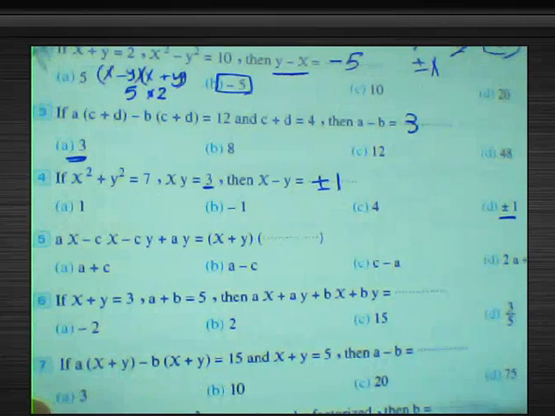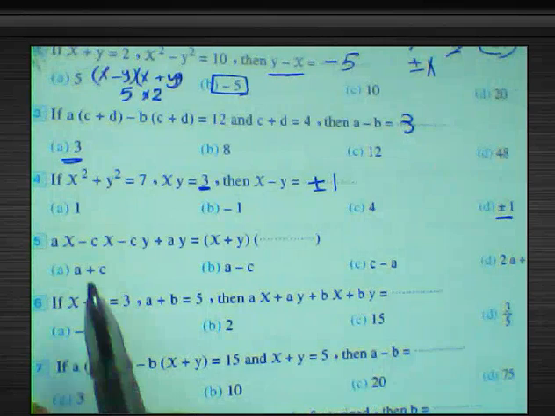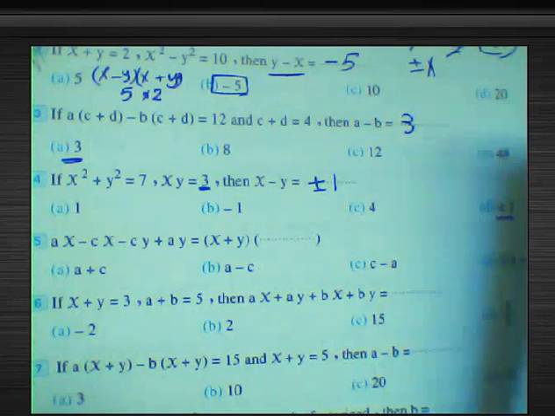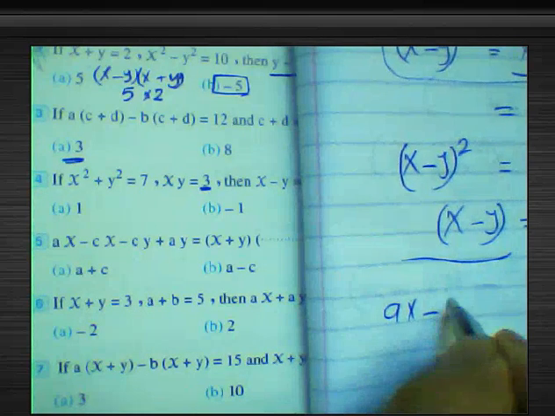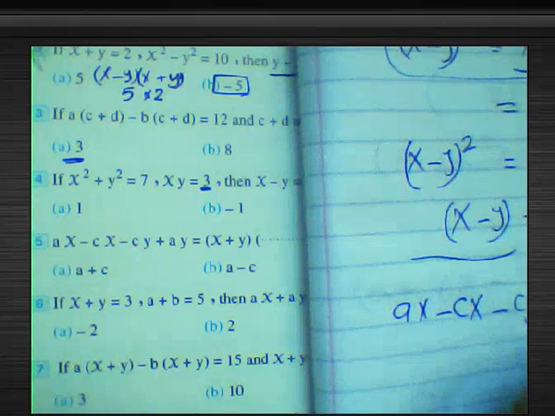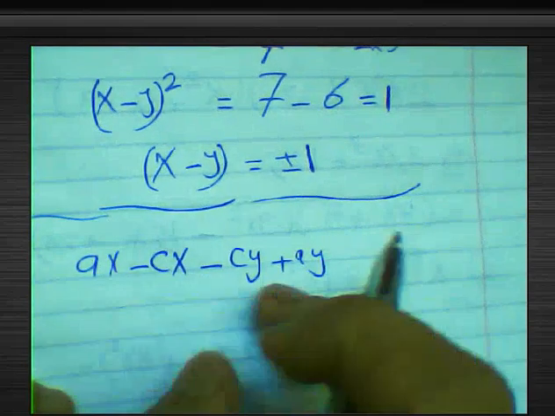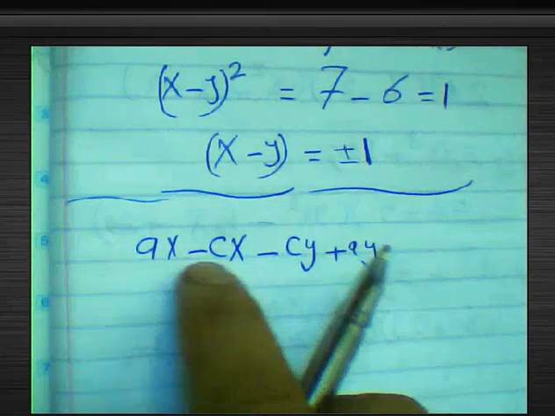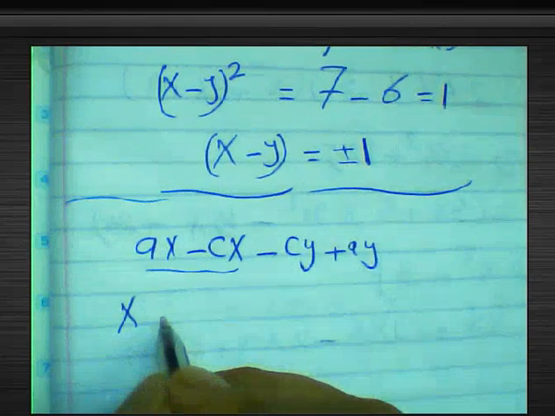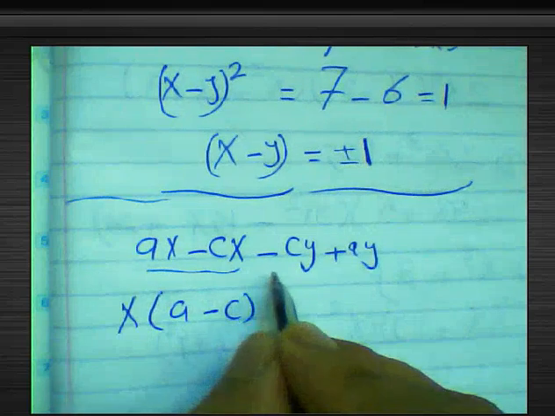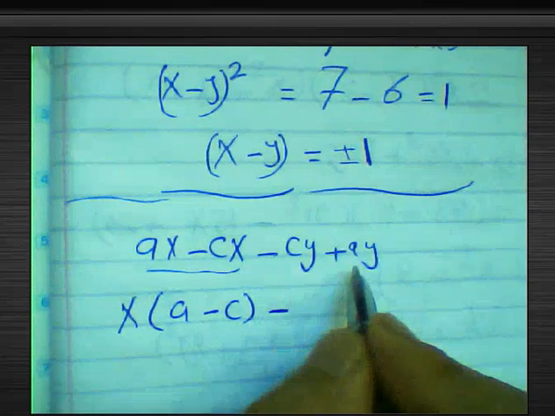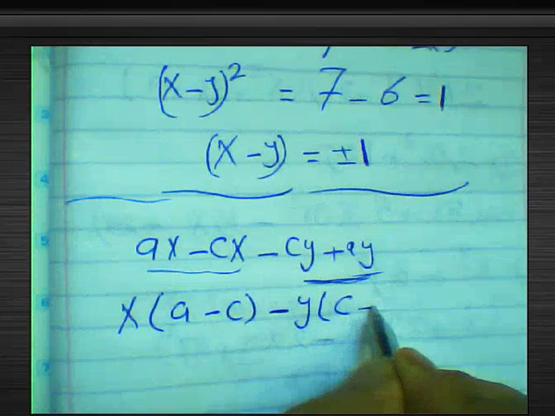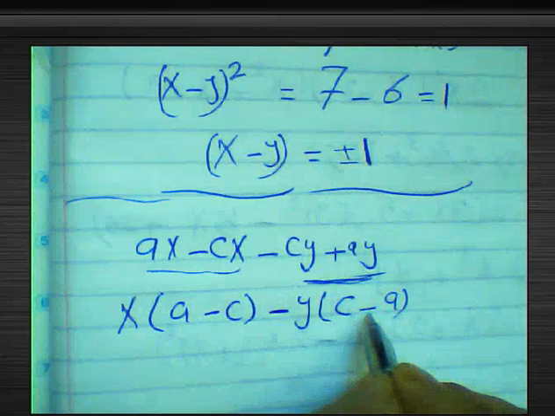Question number 5. ax subtract cx subtract cy plus ay equal x plus y multiply blank. We can factorize this expression. We have 4 terms. We can write x outside between 2 terms here, and the result will be a subtract c. And for the other two terms, negative outside, we can write y outside, the common factor between 2 terms, and the result will be c negative a, because we change the sign here. Negative times negative equal positive.